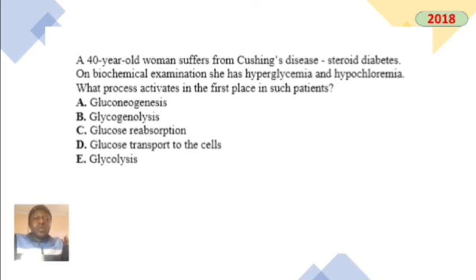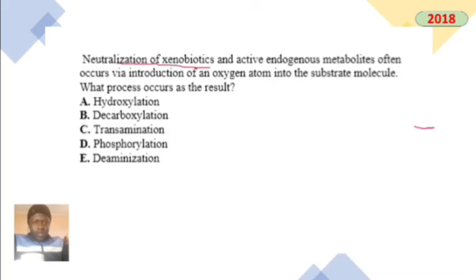A 40-year-old woman suffers from Cushing's disease, steroid, I told you, stress hormone, gluconeogenesis. That's how it happens, increasing the amount. I solved this question I don't know how many times.